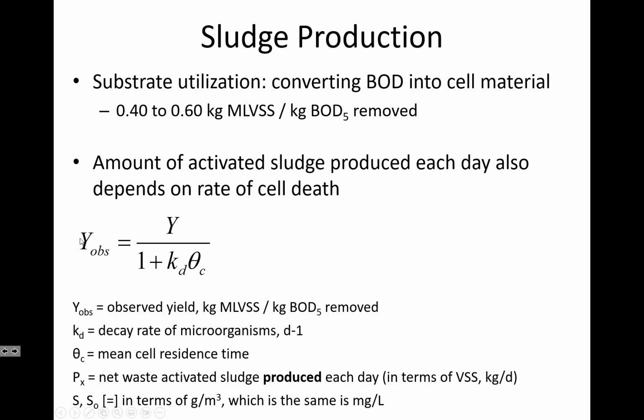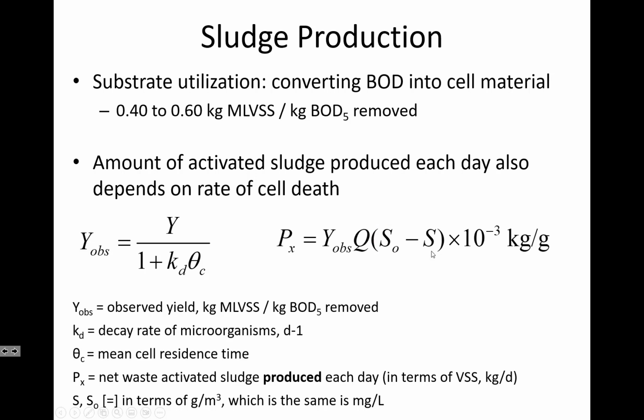And so that's kind of analogous to what this formula is taking into account for the observed yield. Now, this formula for P sub x is telling us the rate of sludge generation. And so you'll see it takes the observed yield into account, the flow rate of the water that's being treated, and then the difference between the incoming BOD concentration and the outgoing BOD concentration.